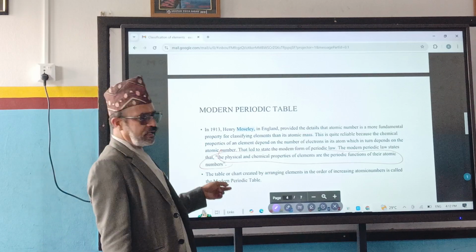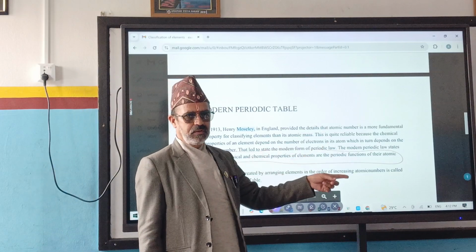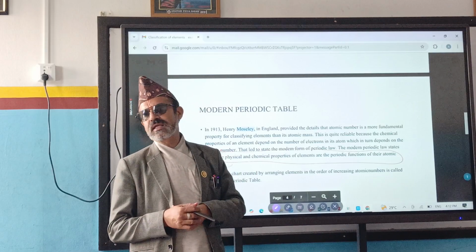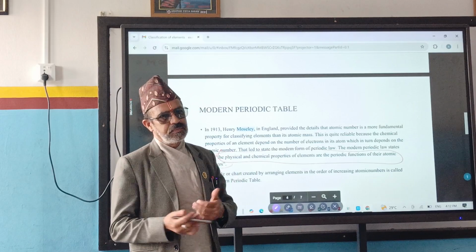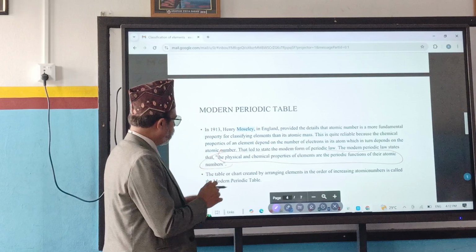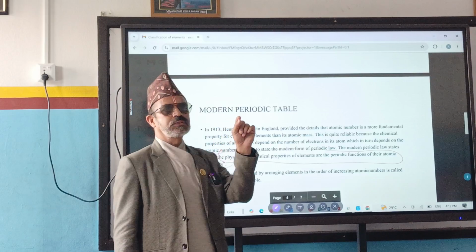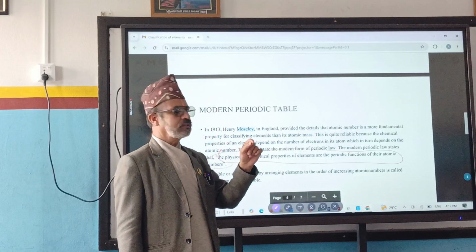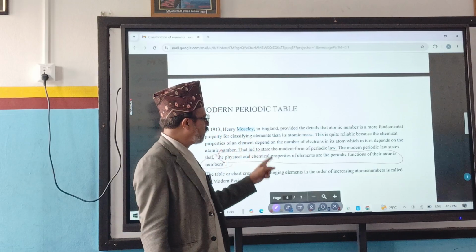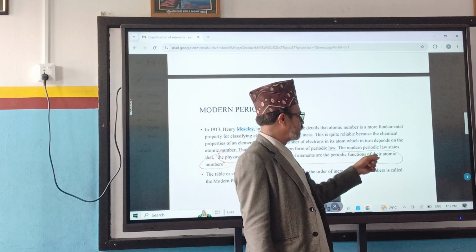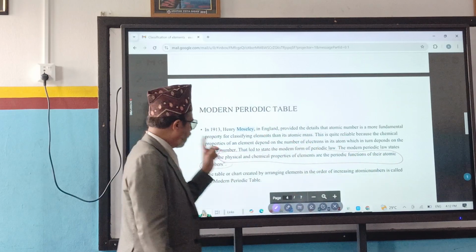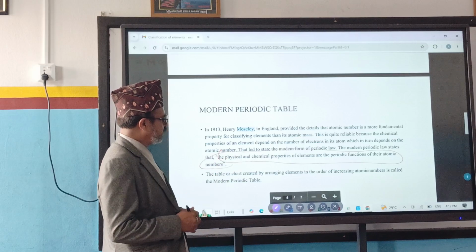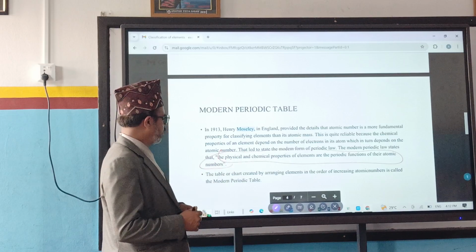If elements are arranged according to increasing atomic number, after some interval, elements with similar physical and chemical properties can be found, right? So only one word was changed, no? Mass and number. What does Mendeleev's periodic law state? The physical and chemical properties of elements are the periodic functions of their atomic mass. And the modern one says atomic number.